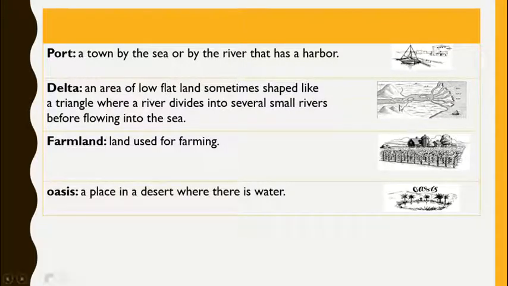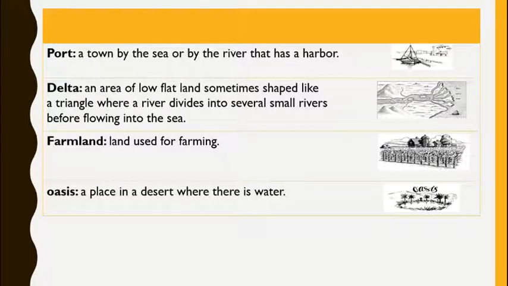So as you can see here, this is the delta. It's a type of low flat land like this. Then it divides into smaller rivers. Can you see the smaller rivers? These are the smaller rivers before they flow into the sea. And as you can see, they are shaped like a triangle. Okay. Next, you have farmland.